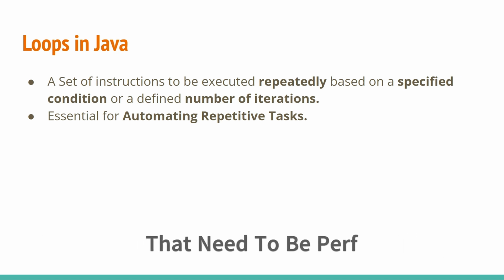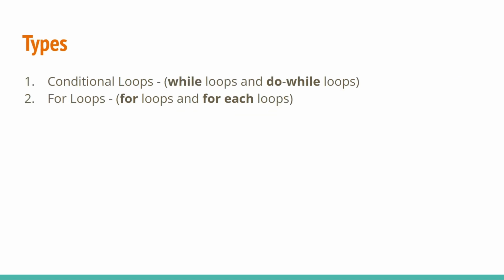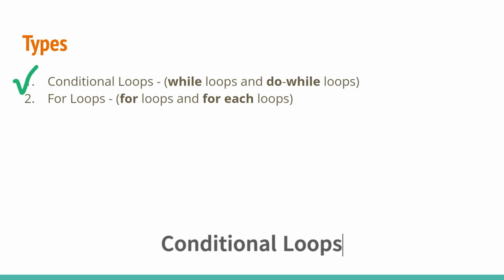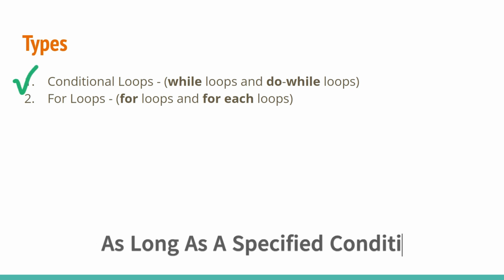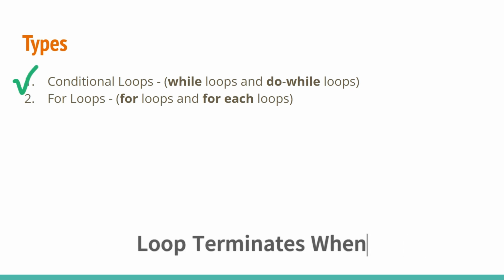So there are typically two types of loops in programming. First is conditional loops. While loops and do while loops are types of conditional loops. In conditional loops, a block of code is executed repeatedly as long as a specified condition is true. If the condition becomes false at any point, the loop terminates.